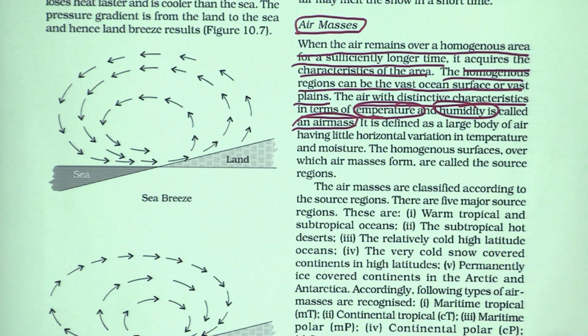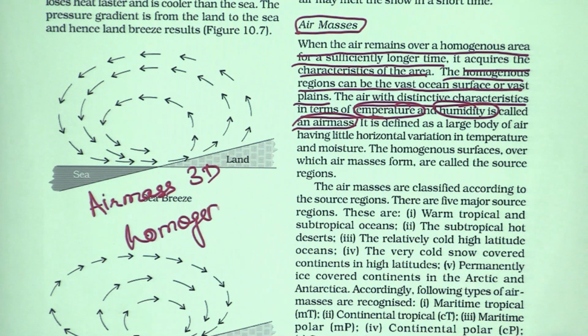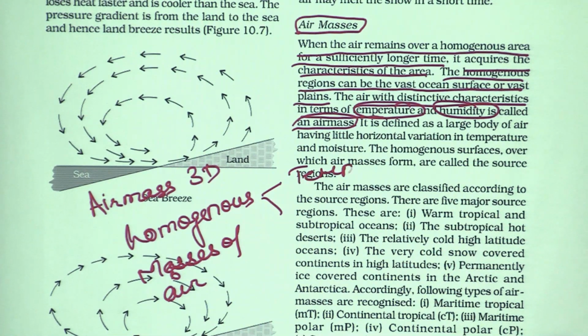So let us define air mass. Air mass is three-dimensional homogeneous masses of air. How do I characterize air masses? Homogeneous masses of air, and homogeneity is measured in perspective of two things. Which are they? Temperature and humidity. Remind yourself, both temperature and humidity are principally sourced from Earth's surface.